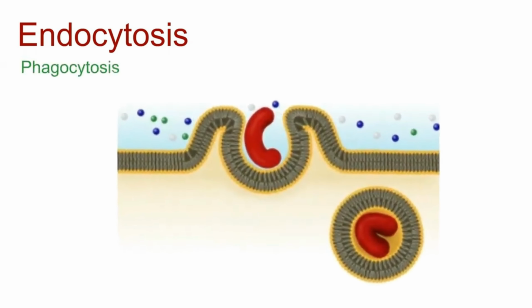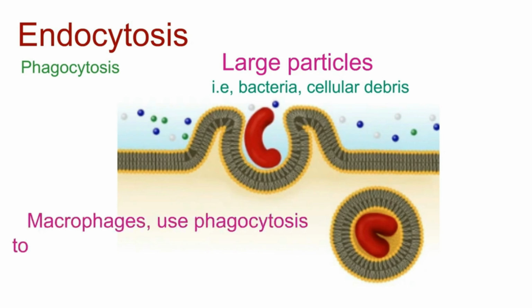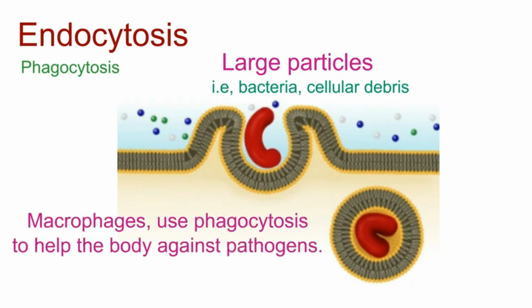First, I will discuss phagocytosis. Cells engulf large particles like bacteria or cellular debris. Specialized immune cells, such as macrophages, use phagocytosis to help defend the body against pathogens.